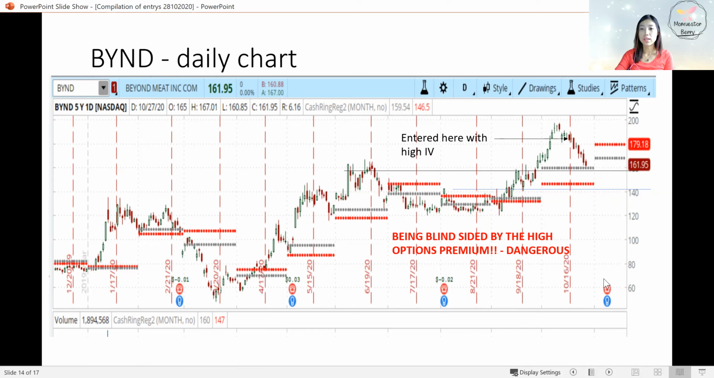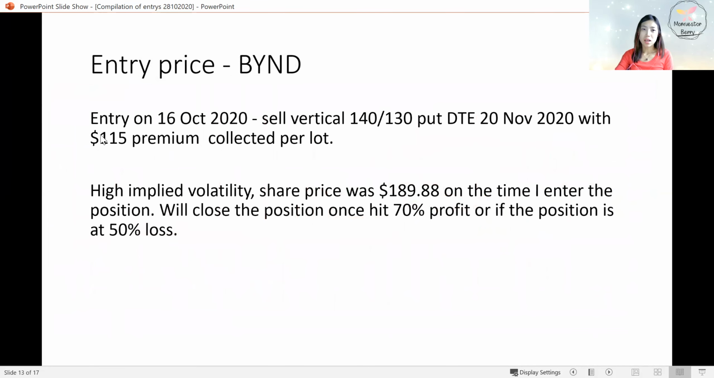Okay, so this day will be the day of announcement, and my expiry is actually on the 20th of November. I still have time to see how it goes. So the moral of the story, don't be blindsided by the options premium. You see, I was blindsided. I was being greedy. I wanted to collect $115 premium per lot. That's why I entered this trade.